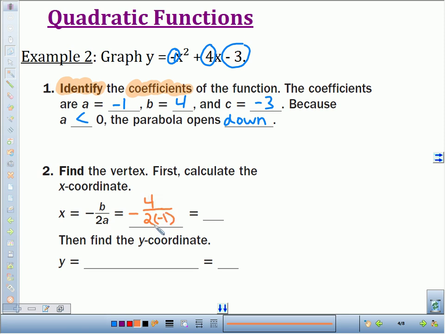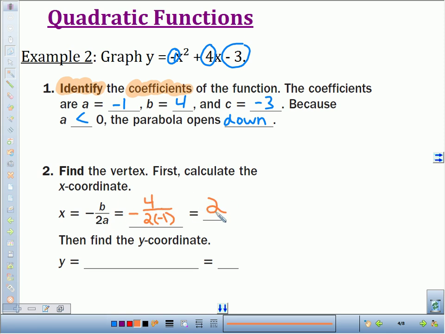Now I need to actually work that out. 4 over 2 times negative 1 is negative 2. 4 over negative 2 is negative 2. Since it's negative, we have to change the sign. And if we were to plug this into our calculators, for instance, we would get x equals 2. Right? 4 divided by negative 2 is negative 2. Negative of negative 2 is positive 2.